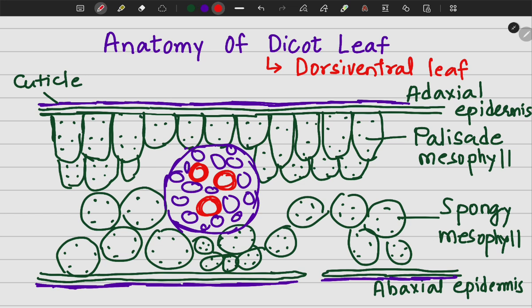And this vascular bundle will be covered by cells which form the bundle sheath. These cells are quite thick and they form a layer of covering around the vascular bundle, and this is called bundle sheath.